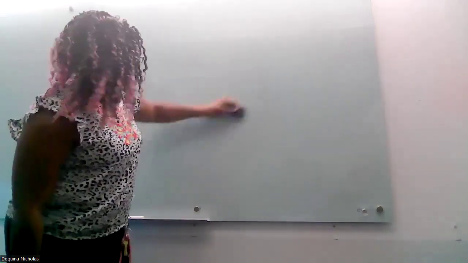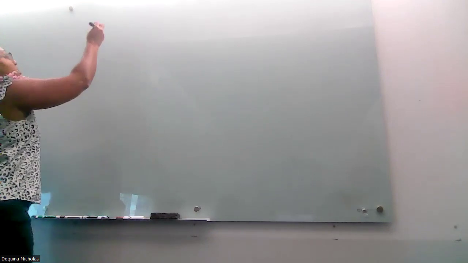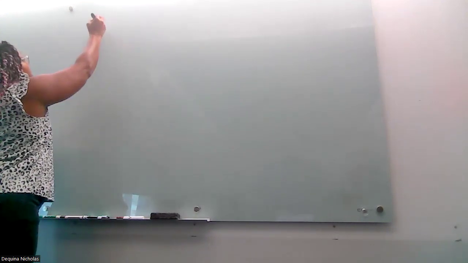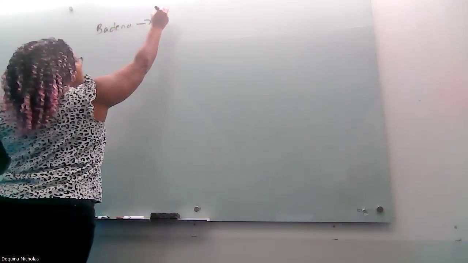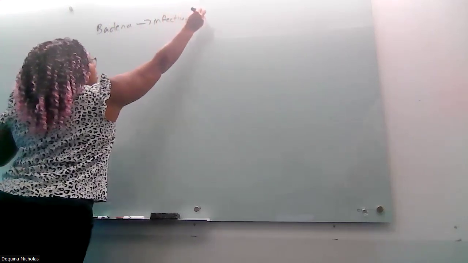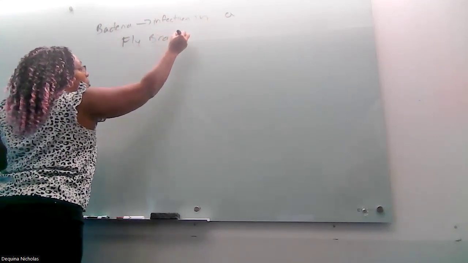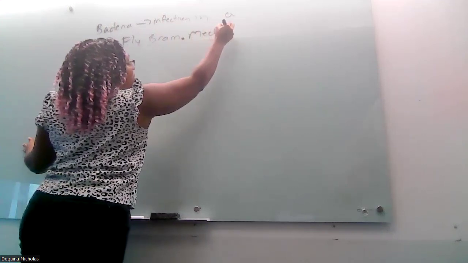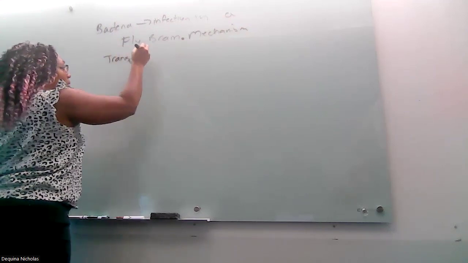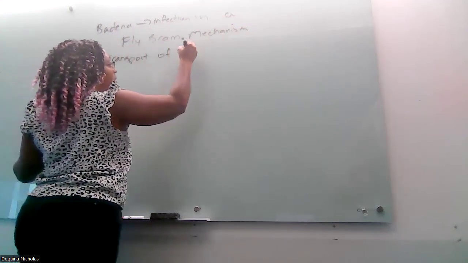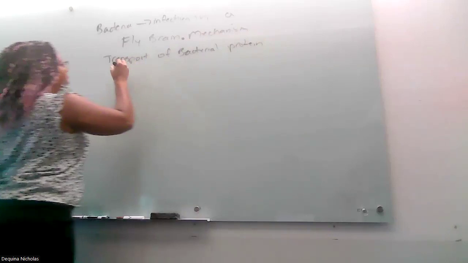Okay, so model organism. I'm going to go over this one more time. The question that we have is on bacterial infection in a fly brain, and we believe the mechanism includes transport of a bacterial protein into the nucleus.